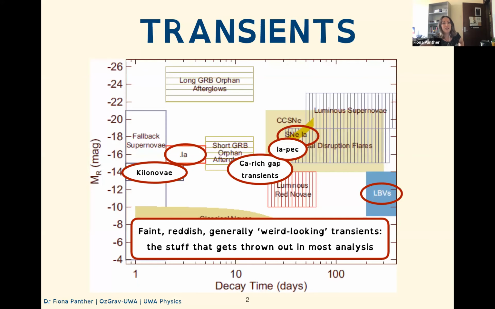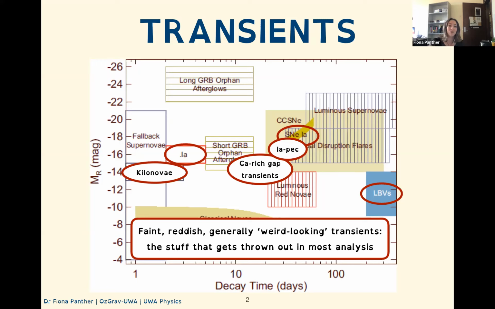So I'm going to talk about transients. This is one of those diagrams that shows you the zoo of transients that we really observe now. This is particularly with regard to optical transients. So you've got the magnitude of these things on the y-axis, and then you've got the decay time, so how quickly the light curve declines over time, on the x-axis. So there are a lot of different things that populate this parameter space. Some of them may be things that you are interested in. I'm not leaving things out.